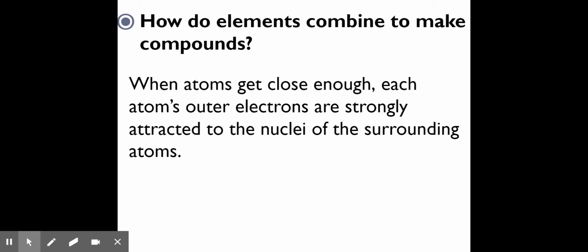Basically, it's because of attraction. What kind of attraction is between those atoms? When atoms get close enough, the electrons in each atom's outer energy level, which we call valence electrons, are going to have a strong attraction with the nuclei of the surrounding atoms. So the valence electrons not only attract to their own nucleus, they also have an attraction to the nucleus of other atoms, which causes a bonding.